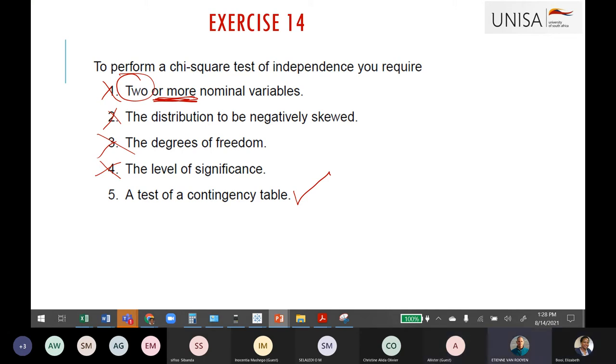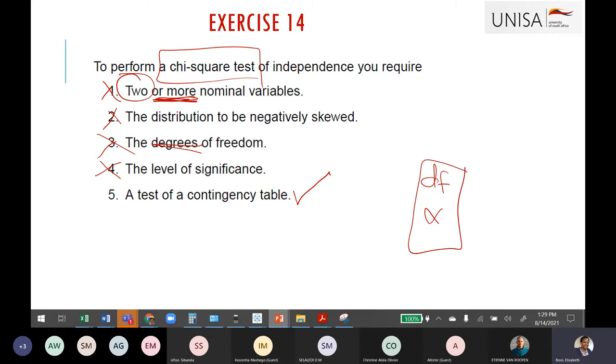Why are the others, the degrees of freedom and the level of significance, not valid answers? I can use these for any other test. Remember, the degrees of freedom, we use it for the t-test as well. It's not only relevant for the chi-square test. The level of significance, for any test I do, I can use that. Given your degrees of freedom and the level of significance, only those cannot warrant that I need to do a chi-square test.